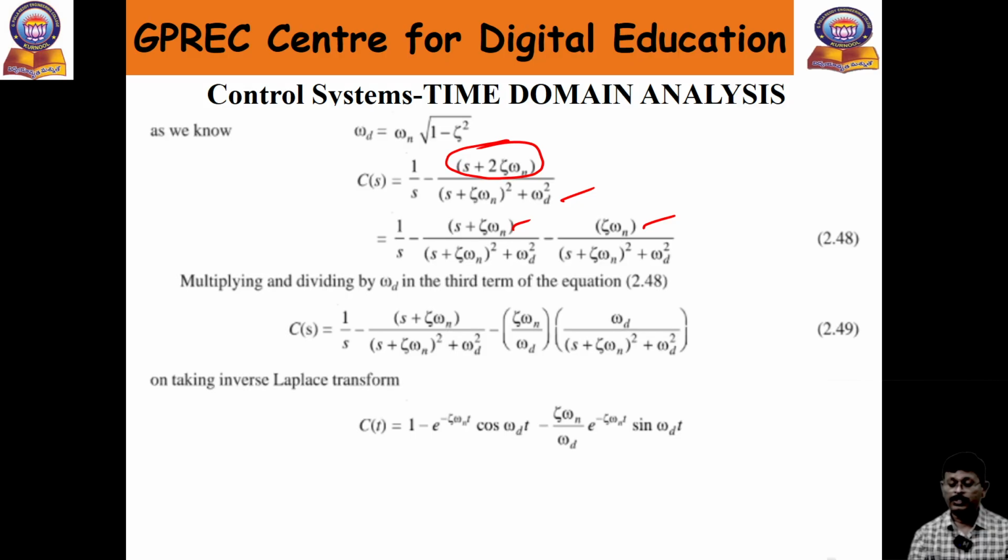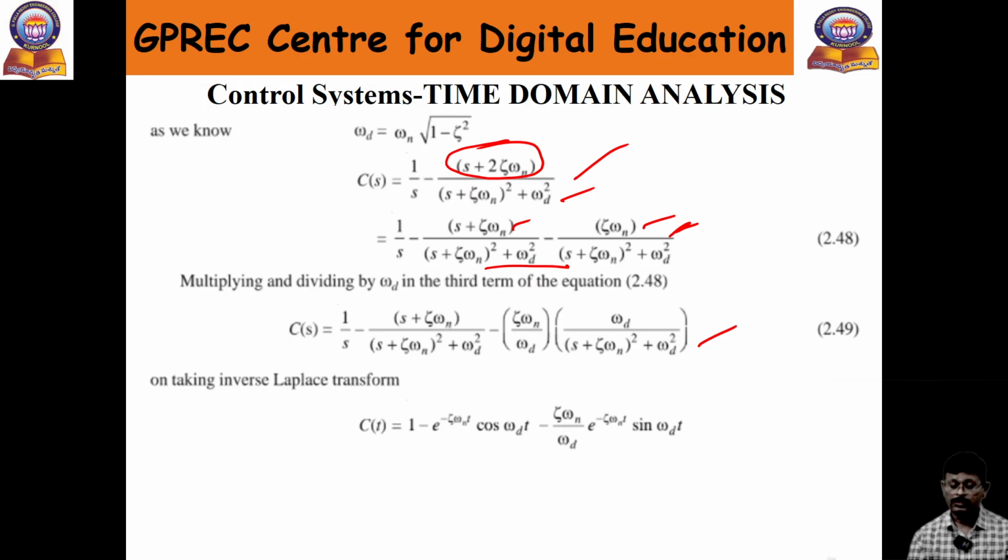Okay, so now 1 by (s plus zeta omega) whole square plus omega d square, and zeta omega by (s plus zeta omega) whole square plus omega d square. If you take the LCM here, you will get the same value, right? Then apply dividing by omega d. So I'm taking omega d in numerator and denominator. In the third term, I am applying omega d, dividing and multiplying. Dividing and multiplying means automatically one value. So I am taking the zeta omega separately over omega d. So omega d cancels out, and automatically you get the same value here. Just I am dividing and multiplying by the omega d value. Right? This is only for the inverse Laplace transform. Right? Now this is 1 by (s plus zeta omega) whole square plus omega d square.